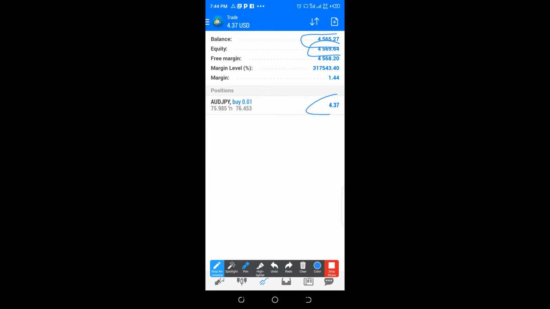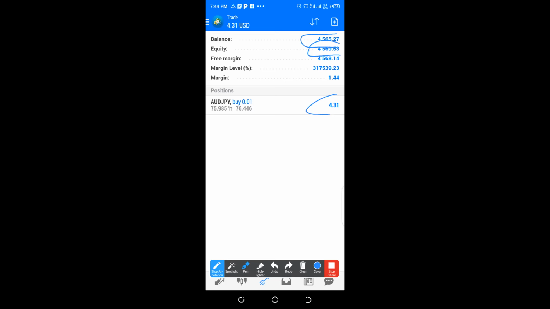It's because of my running trade. In my running trade I have a running profit of $4.41, so this $4.41 is added to my balance to give me my equity. Assuming I have a running trade in minus, it will be subtracted from my balance to give me my equity. That is why I said your equity is your balance plus or minus your running trade.